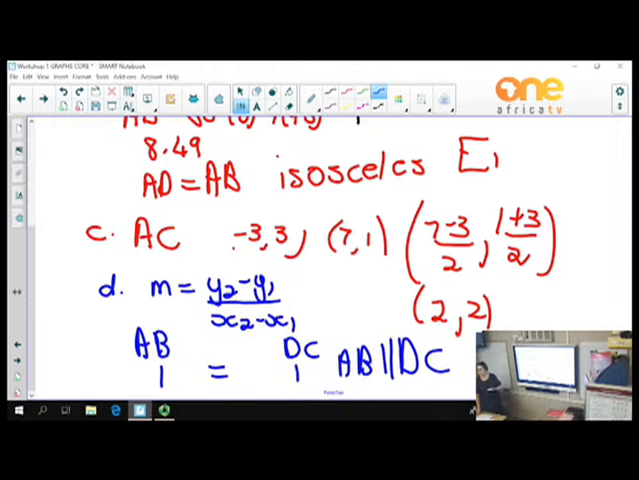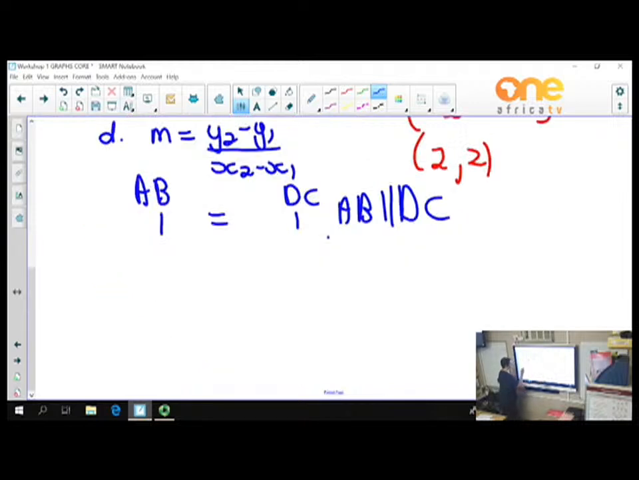Just look at the shape. Yes, you're right. It's a trapezium. I've got the two parallel lines now. That's what you've proven. So it's a trapezium. And then the last one, obtain the equation of DC. That is the diagonal that we need to calculate now.